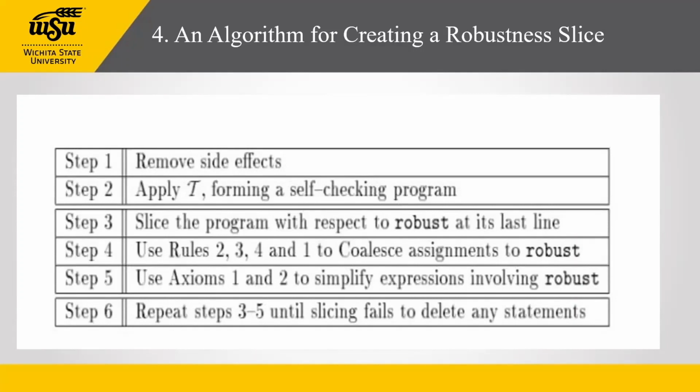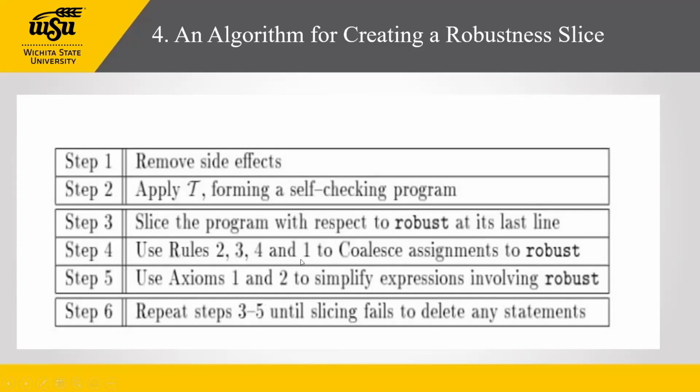Now I'm telling about the algorithm, which is briefly explained in 6 steps. Step number 1, remove the side effects of this process. In step number 2, apply T, forming a self-checking program. In step 3, slice the program with respect to robust at its last line.